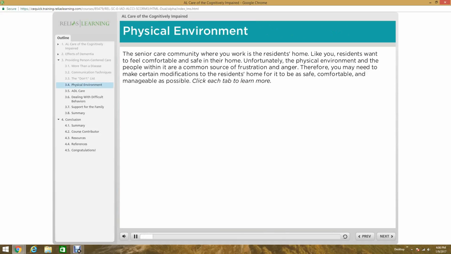Physical environment. The senior care community where you work is the resident's home. Like you, residents want to feel comfortable and safe in their home. Unfortunately, the physical environment and the people within it are a common source of frustration and anger. Therefore, you may need to make certain modifications to the resident's home for it to be as safe, comfortable, and manageable as possible. Click each tab to learn more.